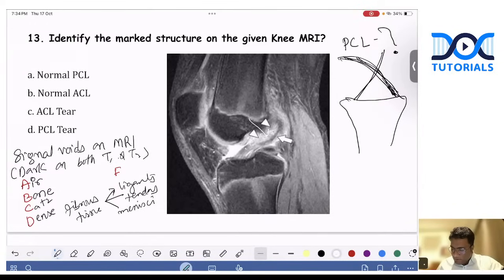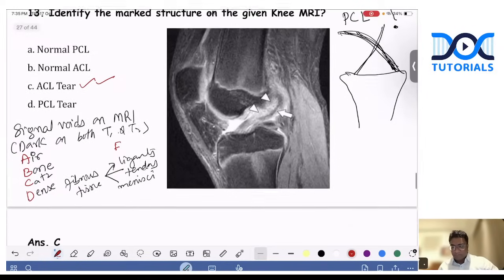So that indicates there is edema, there is injury to that area, and the arrow is pointing towards the injury to the ACL, right? So there is injury to the ACL. So the better answer here is ACL tear. Normally they are black. If you see white areas, that indicates there is edema, there is injury to that area, right? So this is ACL tear.